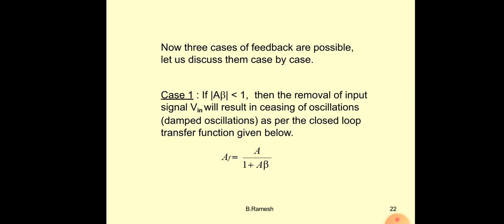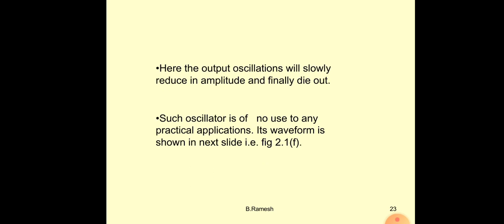If beta AV, the voltage gain times the feedback factor, is less than 1, this is called an underdamped signal. That means in the damping sinusoidal signal, the amplitude decreases with respect to time. That condition is represented as A beta less than 1.